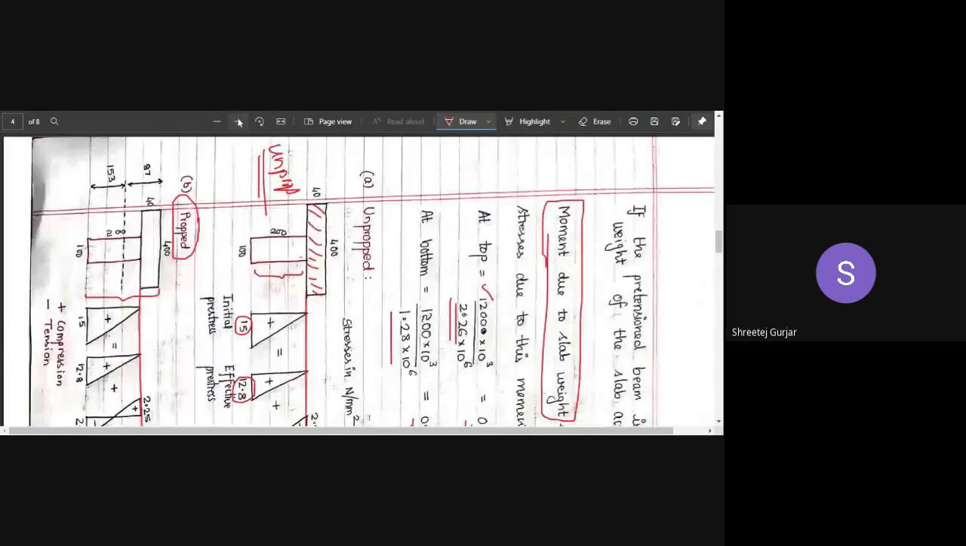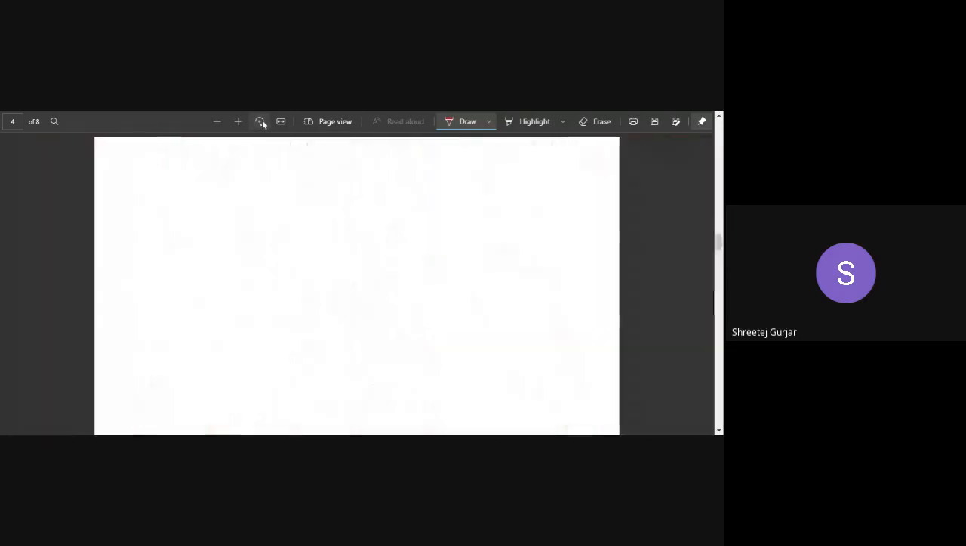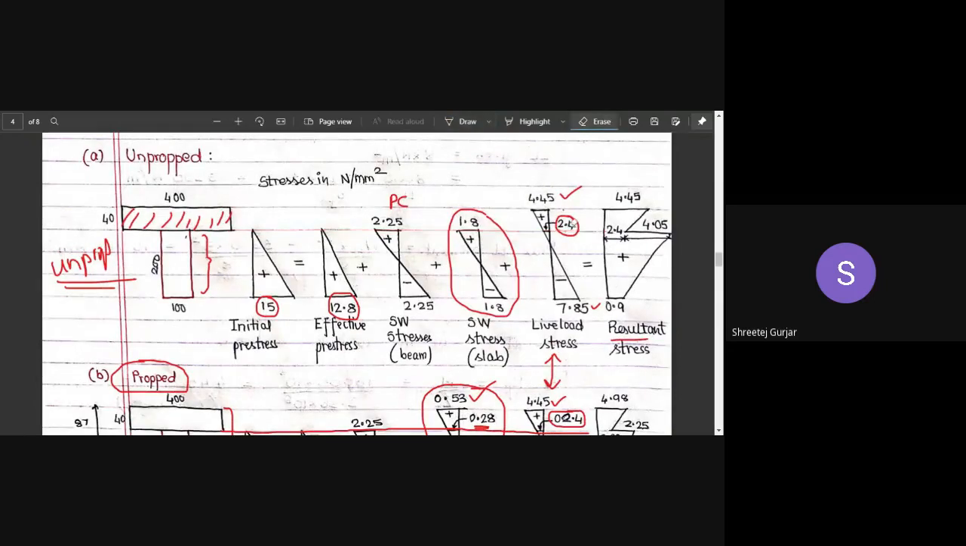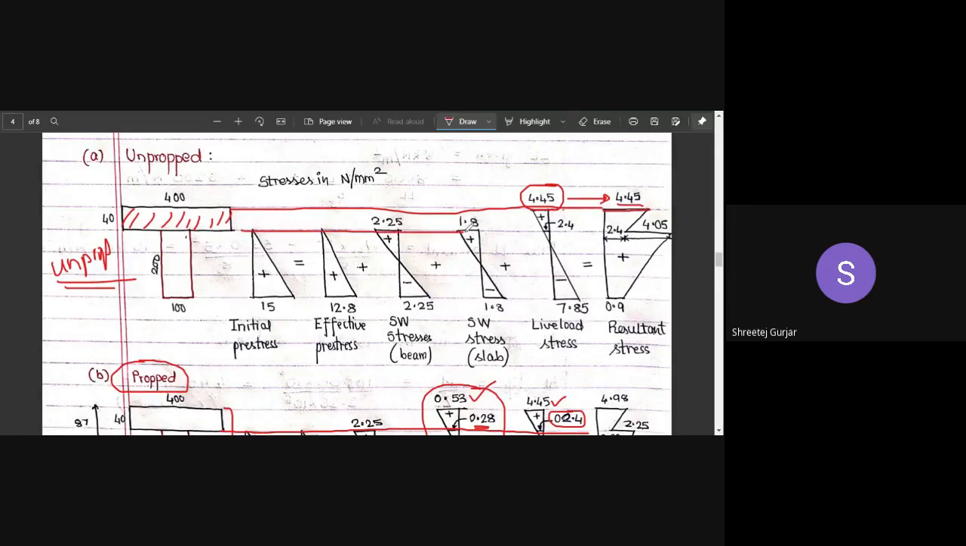Now the resultant stress diagram which you see over here is nothing but the summation of all the values. If you summarize all the values, you will get the resultant value. At this particular level, there is no other value, just 4.45, so that is written over here. And at this level, just add 2.25 plus 1.18 plus 2.4, and you will get this particular value.